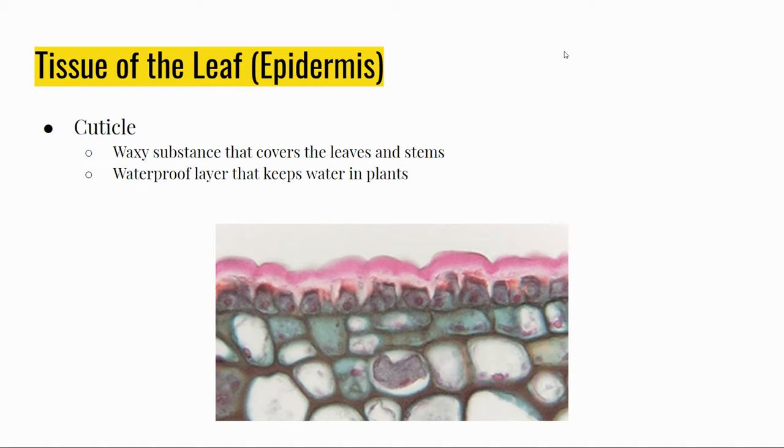All right, so tissue of the leaf, we're talking about the epidermis or the outer layers of the leaf. First, you have the cuticle, which is a waxy substance that covers the leaves and stems. It's a waterproof layer that keeps water in the plants, keeps the plants from drying out because of water loss.